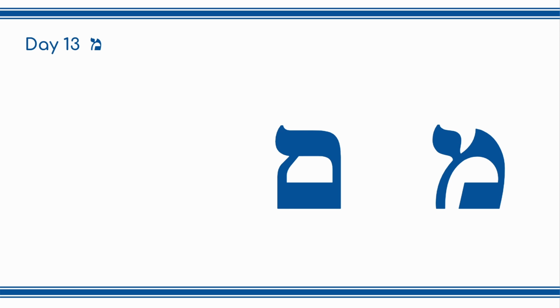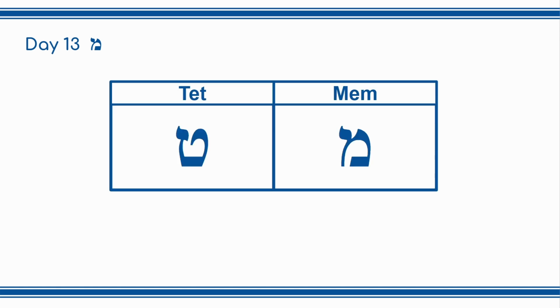The first one you learned was kaf. Kaf has two forms. So there's kaf and then there's kaf sofit. Okay, so this is the second letter. Okay, so moving on.